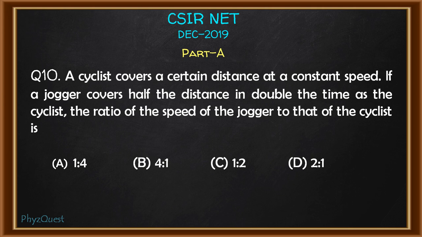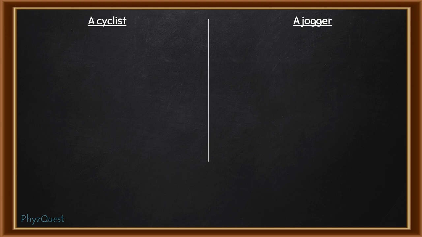So here basically there is a comparison. There are two people, a cyclist and a jogger, and certain data are given and there is a comparison between them, and basically we need to find out the ratio of their speed. So let's look at the data we have. So we have two people, a cyclist and a jogger.